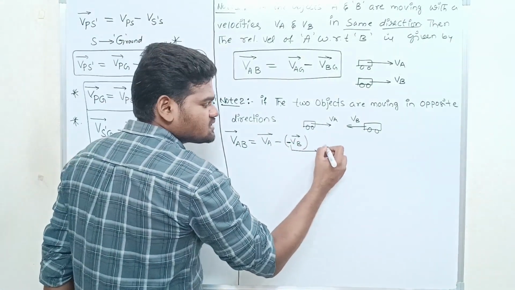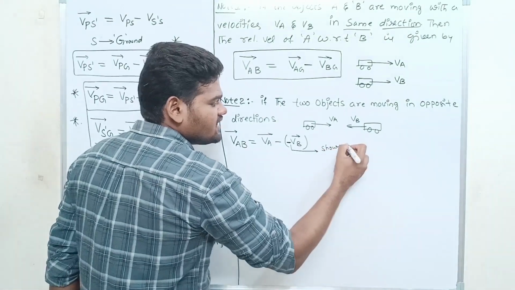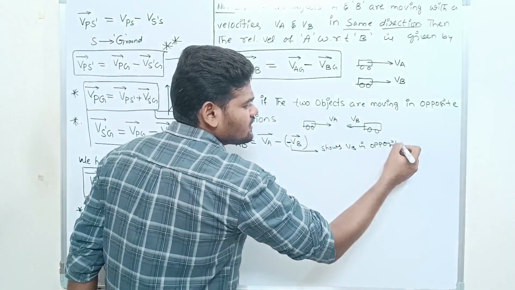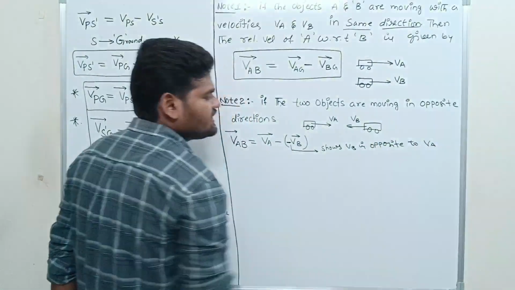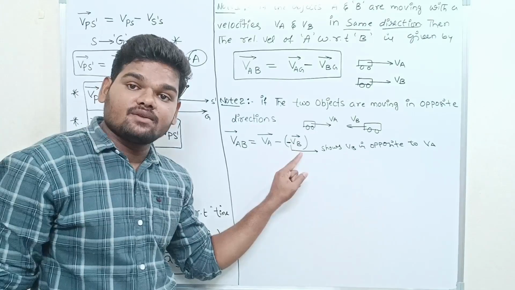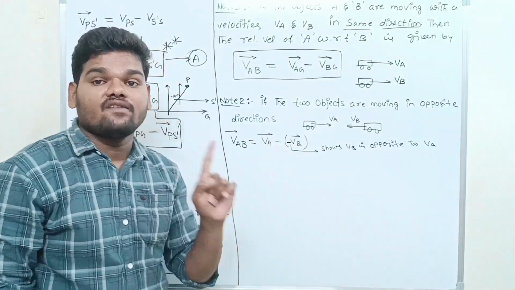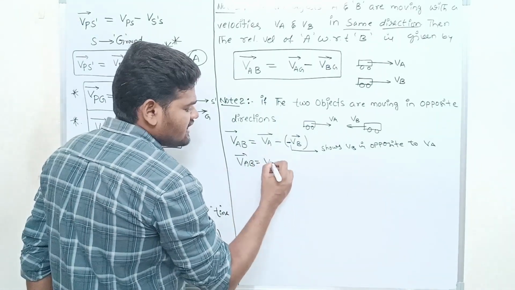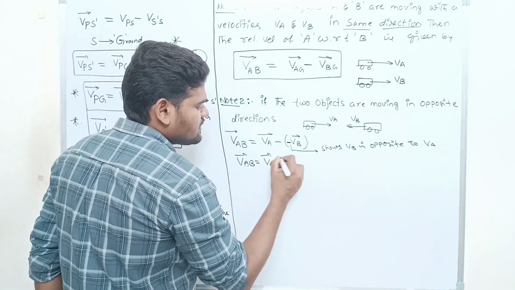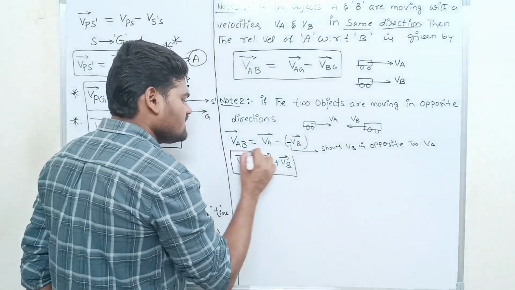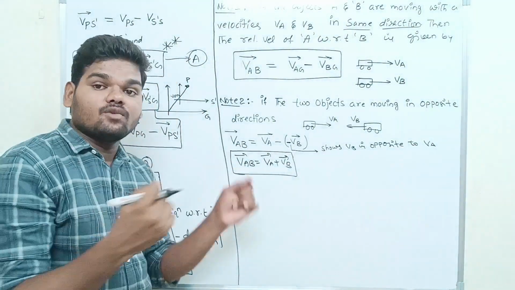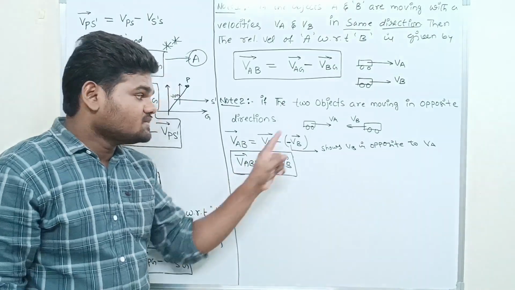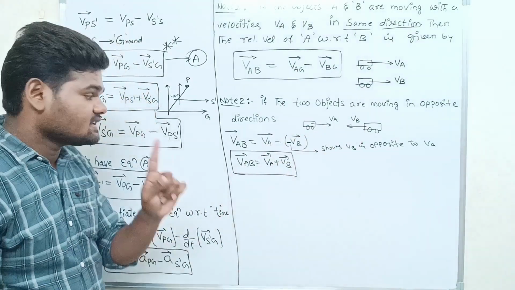Where the negative sign shows VB is opposite to VA. So the negative sign shows what, mark? The velocity of an object B is opposite to the velocity of an object A. So then we can write VAB equals VA plus VB. This is the formula when the two objects are moving in opposite directions. So what is this? The relative velocity between two objects when they are moving in opposite directions.